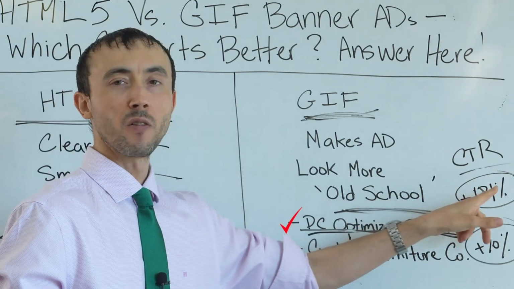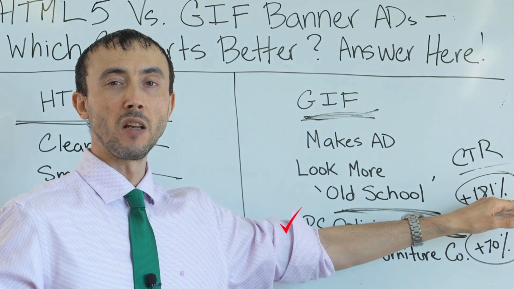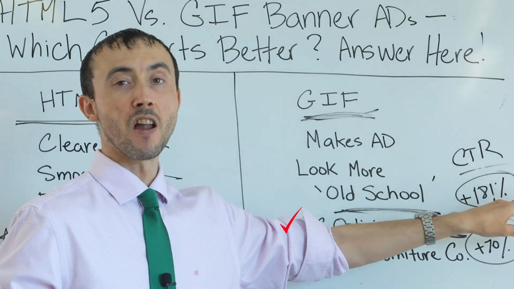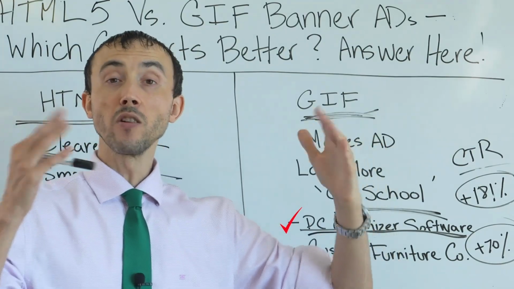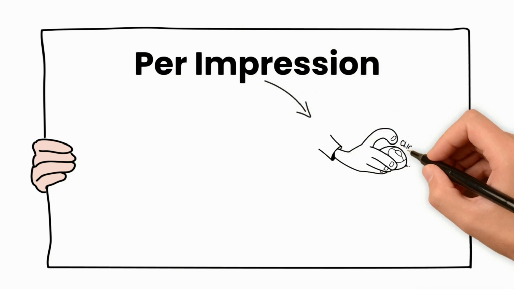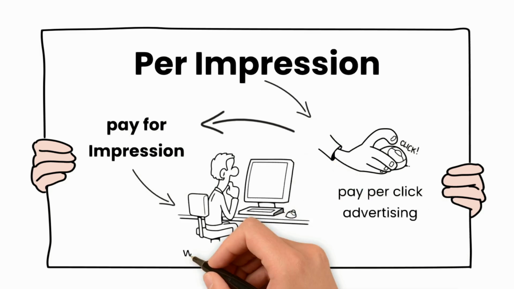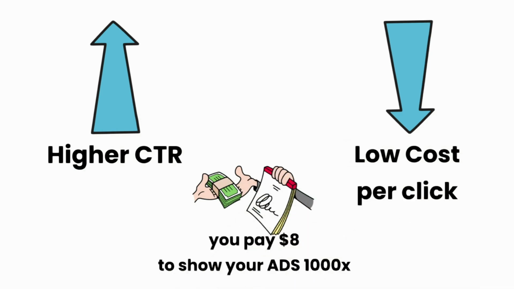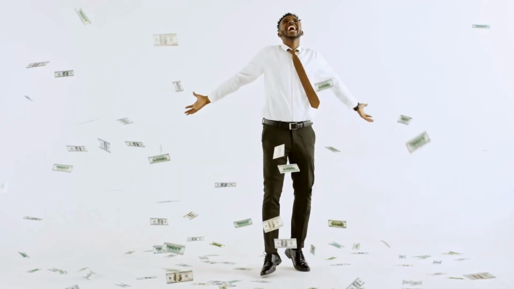So with that kind of increase in click-through rate, basically what you can say is if you can get a 181% increase in click-through rate, profitability is going to be going up about 181%. Why? Because basically what you're paying with your banner ads is per impression. They call it pay-per-click advertising, but really it's pay per impression at the end of the day when you run ads online. Because the higher the click-through rate, the lower your cost per click. You're paying $8 to have your ad shown 1,000 times. The more click-throughs you can get, the more money you're basically going to make.